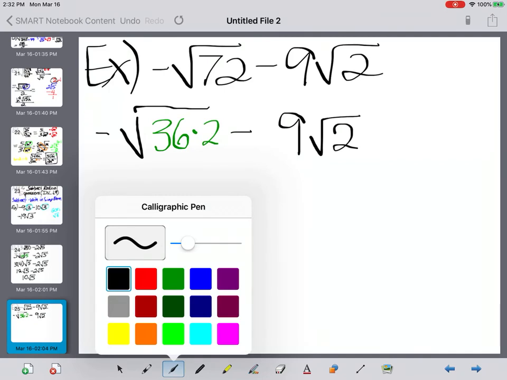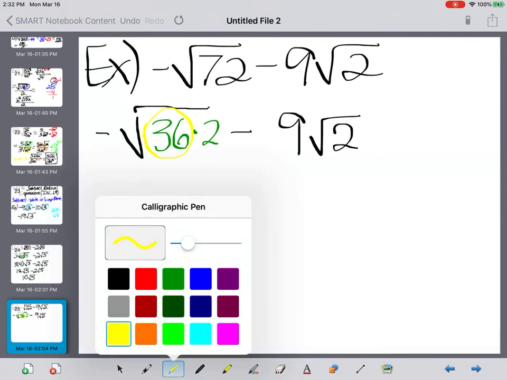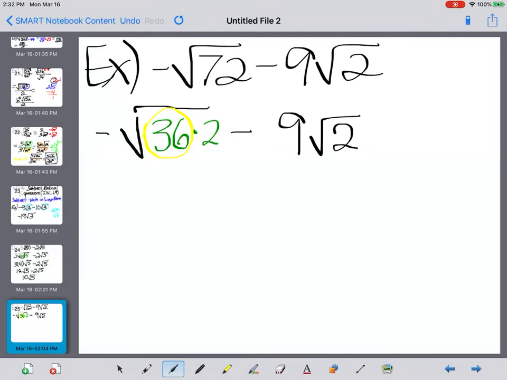Okay, so then square root of 36, that is a perfect square, so I'm going to circle it. Use yellow this time because I think that'll be a little less distracting. So we're going to have negative. Okay, the square root of 36 is 6, so it's going to be a negative 6. And that poor 2 there, it has to stay in because it is not a perfect square. And then minus 9 on the square root of 2.